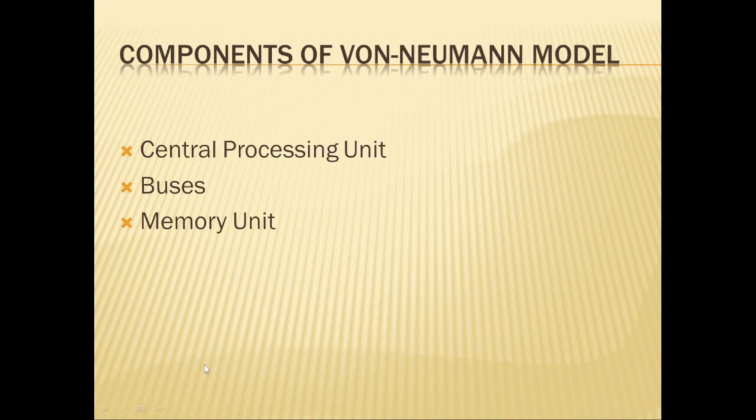The components of the Von-Neumann model are the central processing unit, bus, and memory unit. The central processing unit acts as a processor, and it will perform the overall processing of that computer, and the bus is used to connect one component to another component. What is the use of the bus? It is going to connect one component with the other component. Okay, this is the use of the bus. And the memory unit is used to store the data or information.